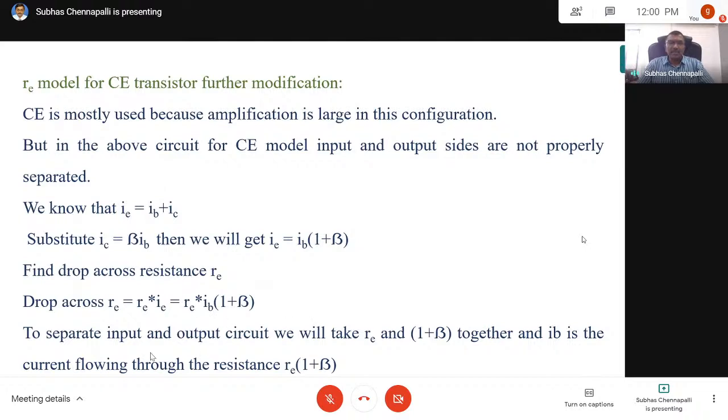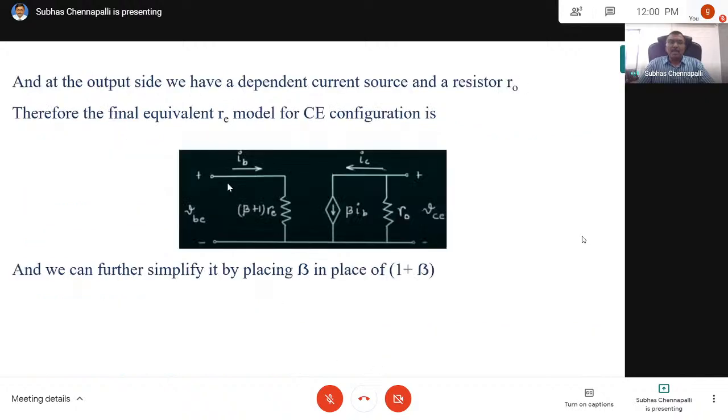To separate input and output current, I take RE and 1 plus beta together, and IB is the current flowing through the resistor. In place of RE, I will write RE times 1 plus beta. Then instead of IE, I write IB. That's what I'm going to do. Here you see, now the current going through this one is IB, but the resistance value has increased to 1 plus beta times RE. Now I have separated the input circuit, and this is the output circuit.